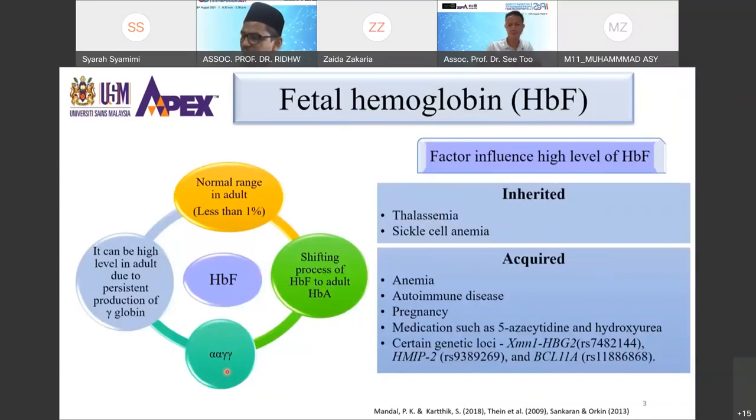HbF consists of alpha and also gamma globin. The shifting process occurs to shift from HbF to HbA, with less than 1% HbF in the normal adult, but it can be increased due to the persistence of gamma globin production. The increase of gamma globin production occurs by the delay of the shifting process. This will occur because of two factors, which are inherited and also acquired causes.